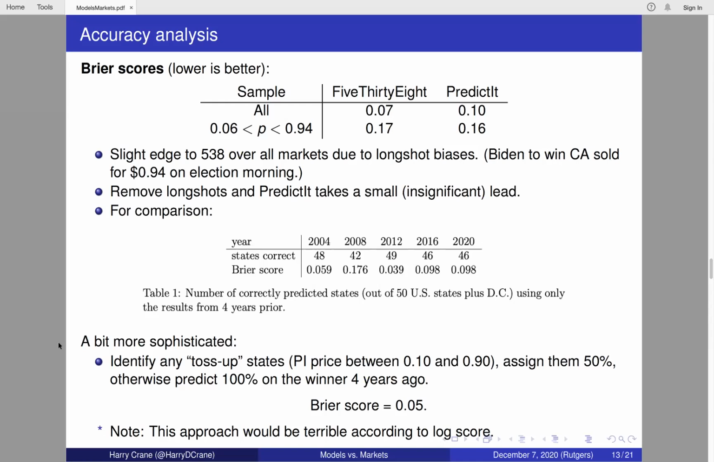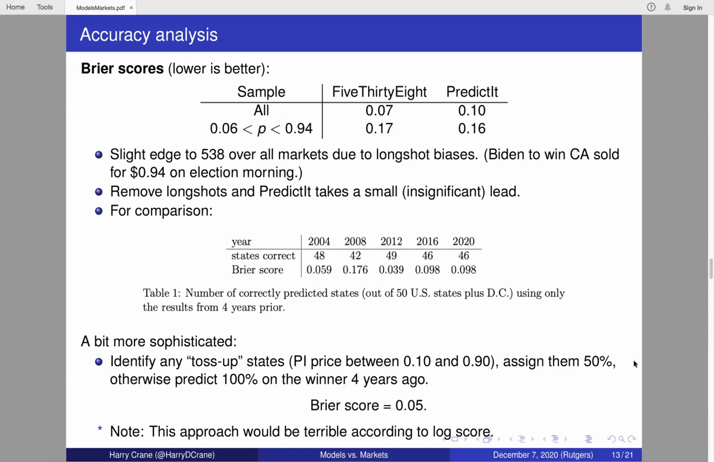I should point out, this is according to Brier score. This approach of assigning 100% probability to an outcome would perform horribly if you were to use something like the log score, because you would have predicted Trump to win Georgia with 100% probability, and then he would have lost, and that gives you a negative infinite score. So that wouldn't be something that you should do, but this is just for illustration.